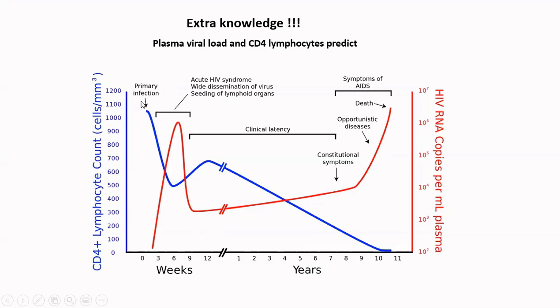So here the primary infection. Then after, what happened to this? After the clinical latency, the opportunistic disease. And finally, when the number of copies of the virus, virus DNA or RNA, is increased, what happens is the symptoms of AIDS and the death. So here we know HIV is a retrovirus. Retrovirus means RNA virus. It contains RNA as the genetic material.